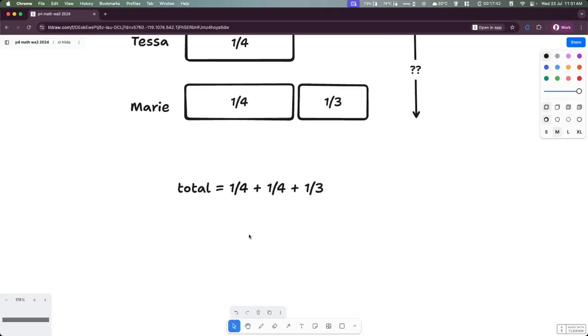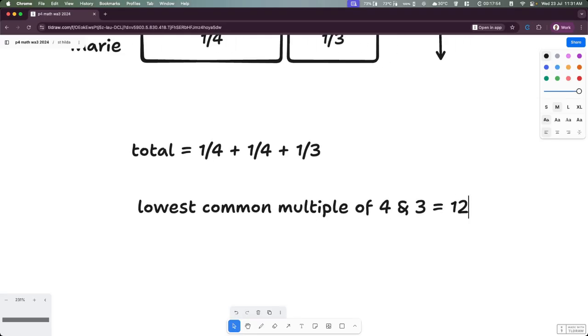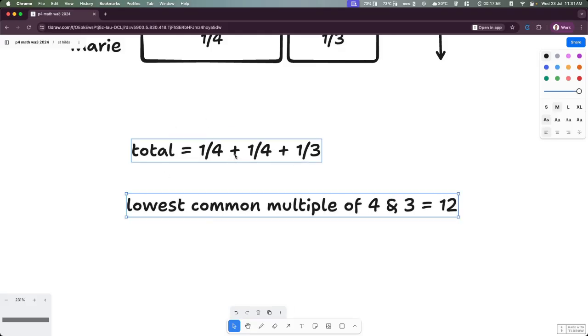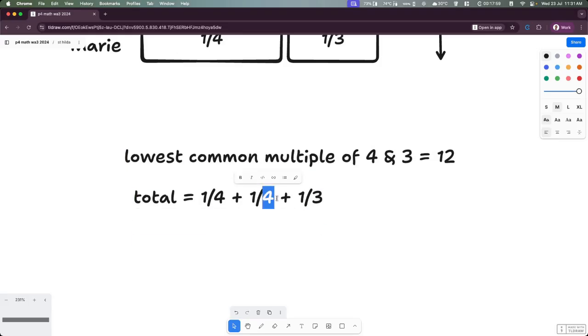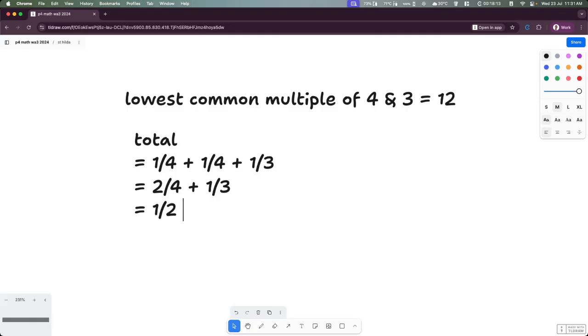Okay, so we also need to know the common multiple, right? So the lowest common multiple of 4 and 3 is equal to, you guessed it, 12. So what we need to do is we need to change this. Actually, we can do this as well, right? So 1/4 plus 1/4, we simplify it to 2 over 4 plus 1 over 3. We can simplify even further, actually, to become half plus 1 over 3. Okay, so now we don't need to find the multiple of 4 and 3. We now just need to find the lowest common multiple for 2 and 3, which is actually 6.